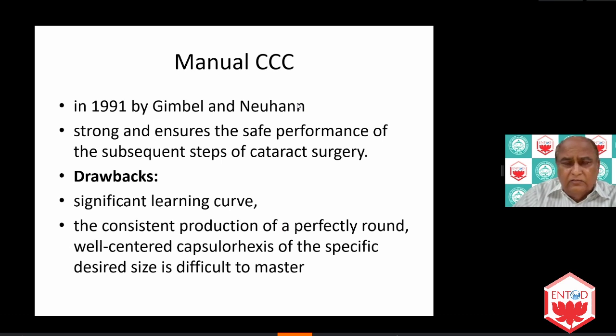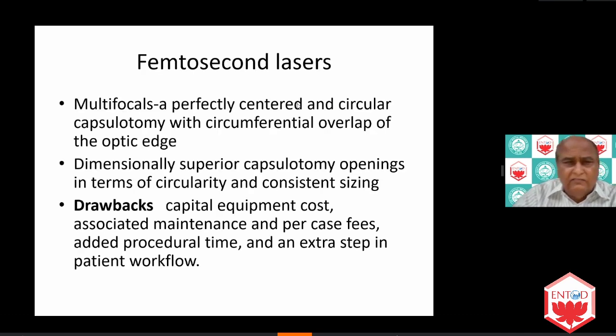And this led to a revolution, and phacoemulsification was started. People say that there is a significant learning curve which causes problems, and you need to learn it. So normally I do it with forceps because it's very easy to perform the rexis with forceps. With a needle, you might take just 40-50 cases of cataract surgery and you'll be master of that. So it's not that long a learning curve in manual capsular rexis. It's a very, very strong rexis, the manual capsular rexis.